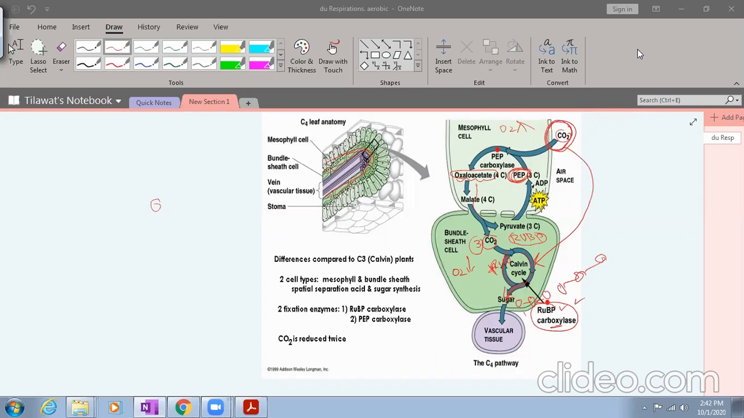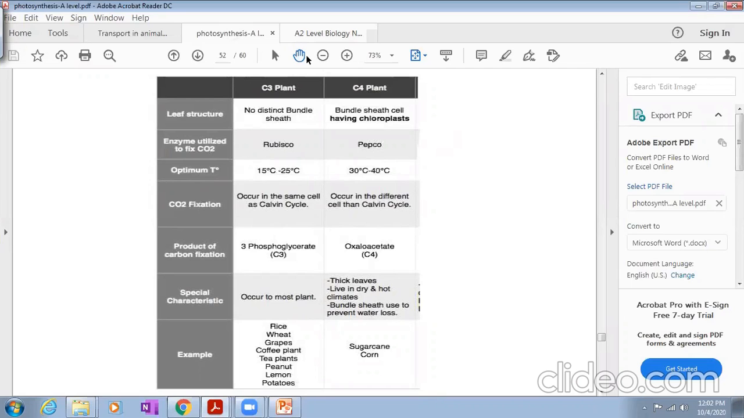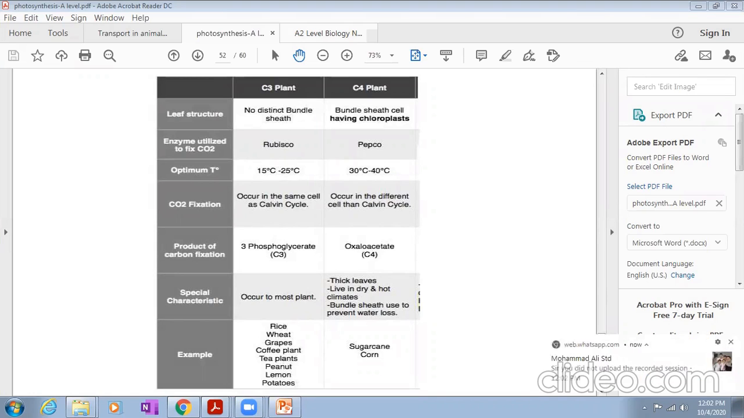Okay. Today we will discuss the difference between C3 plants and C4 plants. So leaf structure, we discuss: in C3 plants, no distinct bundle sheath. There is no bundle sheath. While in the other, the bundle sheath still has chloroplast present in C4 plants. This is a specific adaptation in C4 plants.